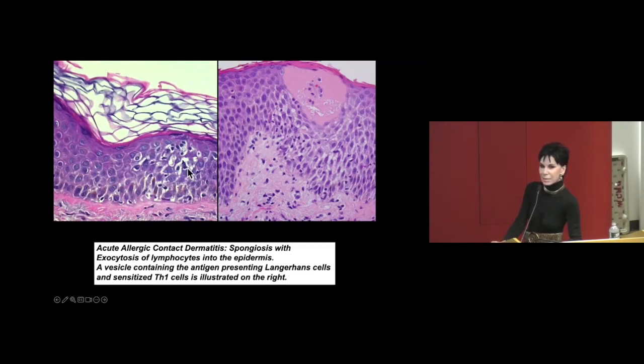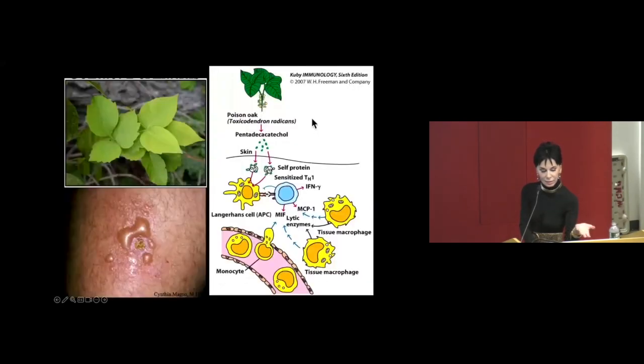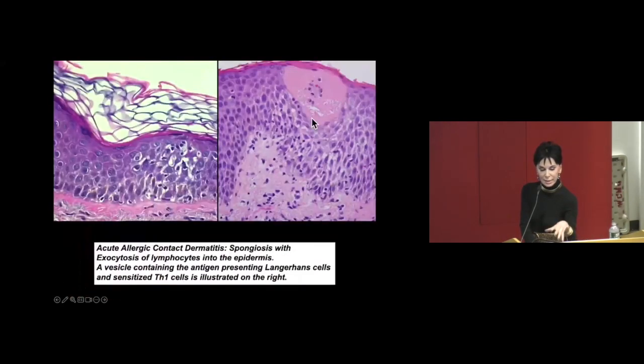With the release of lytic enzymes, there's enhanced vasopermeability with the elaboration of serum into the surrounding tissue, resulting in this edematous appearing epidermis with intraepidermal vesiculation, where the vesicle is composed of serum, Langerhans cells, monocytes, as well as T cells. So essentially, this vesicular reaction clinically translates histomorphologically into this eczematoid delayed dermal hypersensitivity reaction with all those cellular constituents being represented in the epidermis.